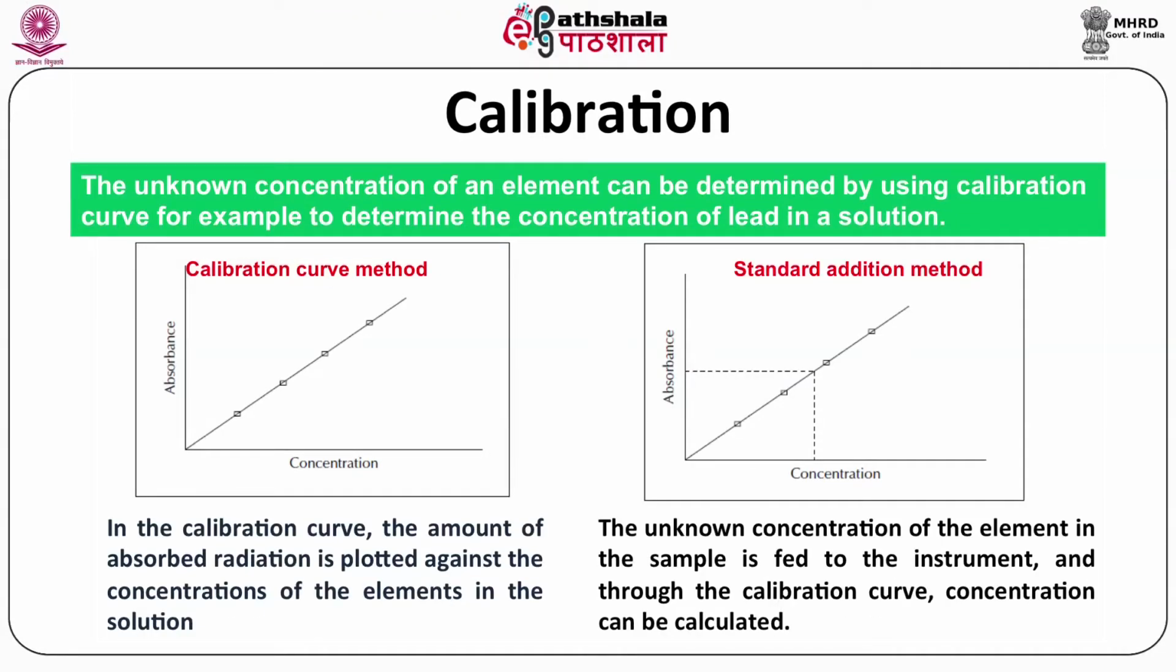One is the calibration curve method and second is the standard addition method. In the calibration curve method, the amount of absorbed radiation is plotted against the concentration of the element in the solution, while in the standard addition method, the unknown concentration of the element in the sample is fed to the instrument and through the calibration curve the concentration can be calculated.